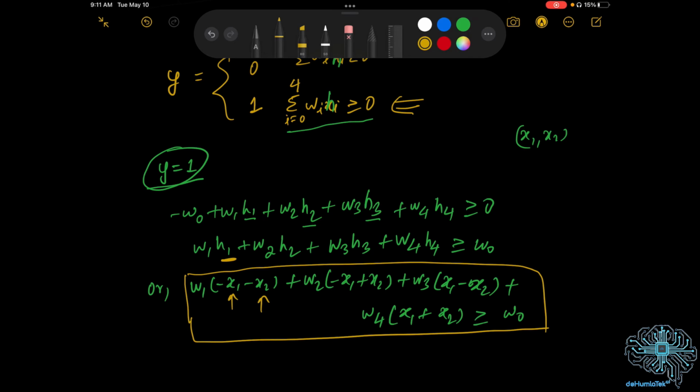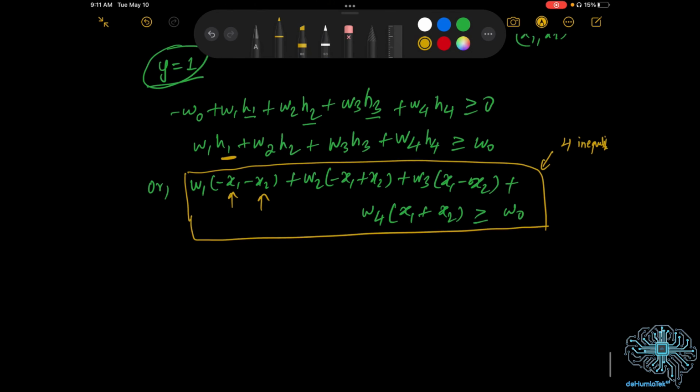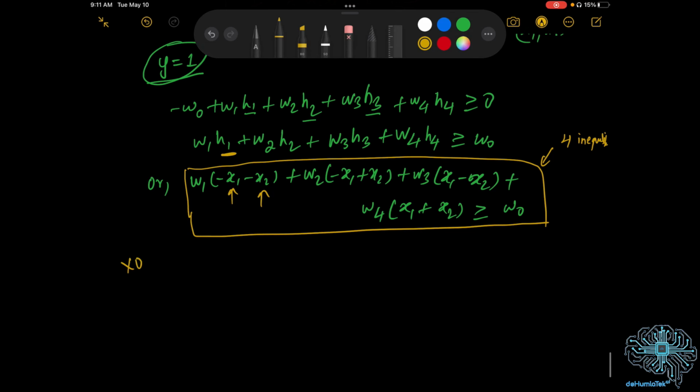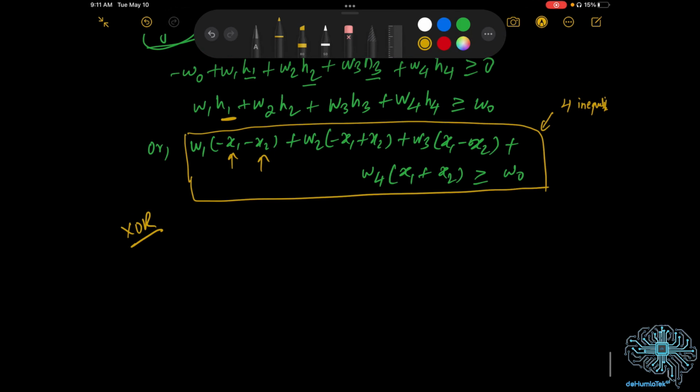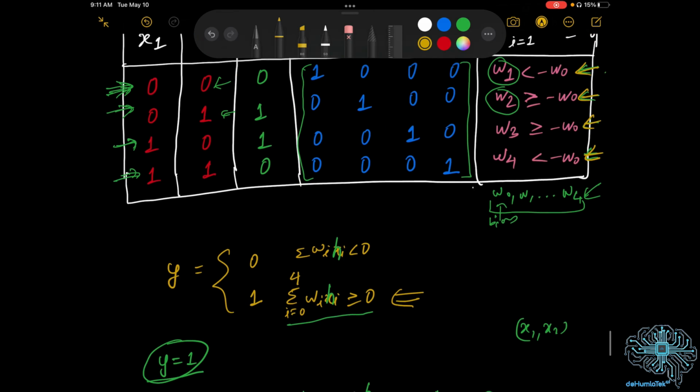We know the different values for X1 and X2, so we can substitute over here and get 4 other inequalities. If we substitute different values of X1 and X2, we'll get 4 different inequalities. So using all of these equations, we can assume the piecewise decision boundary for the XOR gate. So there are 4 inequalities we have got over here, and the unknown values are 5. Okay, so 5 unknown variables.